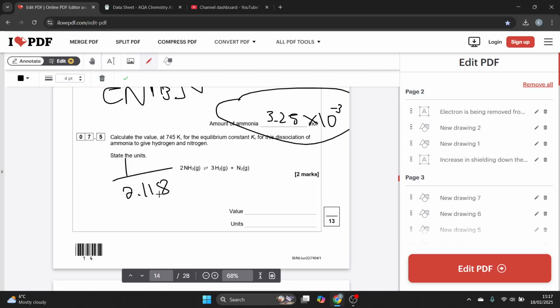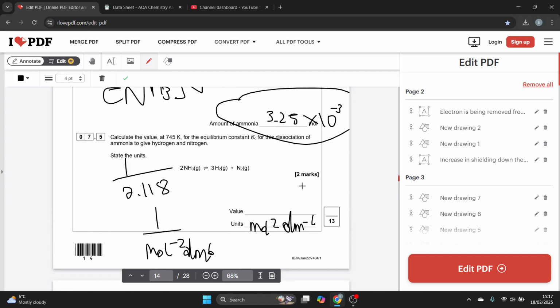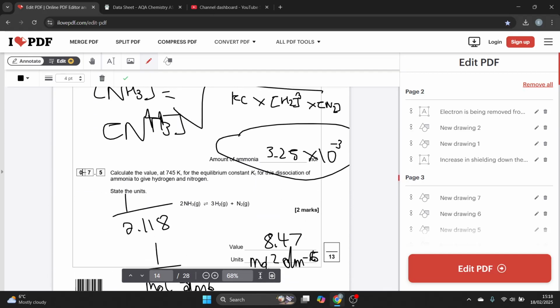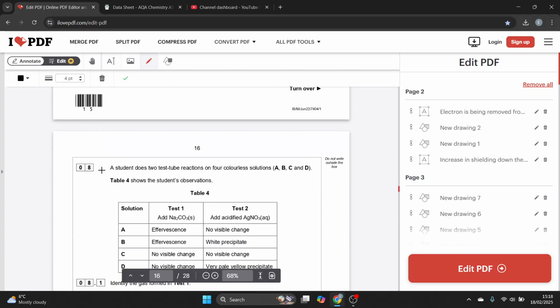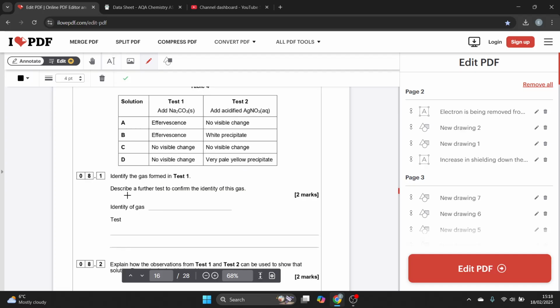0.188. The units are going to be 1 over mole to the power minus 2 dm to the power 6. So the units are going to be mole to the power 2 dm to the power minus 6, just the opposite of that, because 1 over, and the Kc value 1 over 0.118, 8.47. And it's very difficult to understand what to do if you've never been exposed to this type of question. That's why for Kc, Kp, Ka, Kw, all of these calculation questions in maths, really practise them a lot. All the types of questions they could really ask you about.